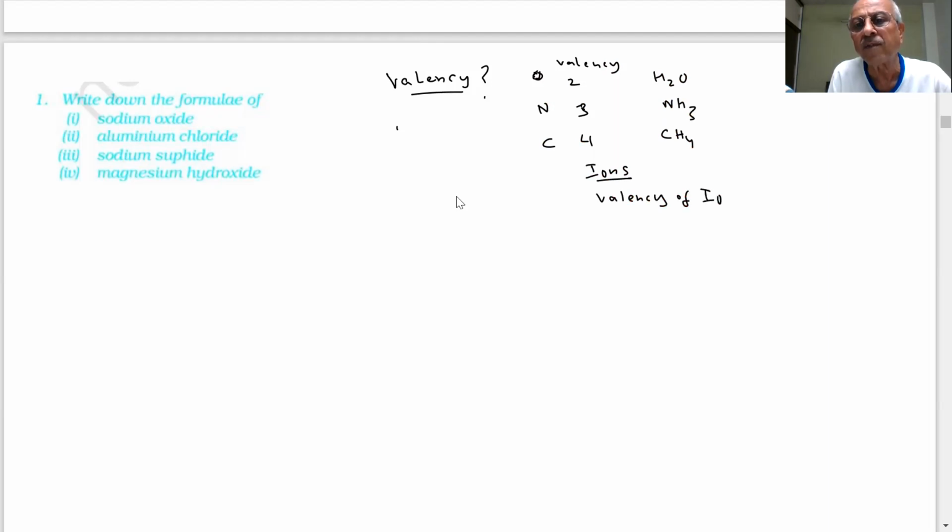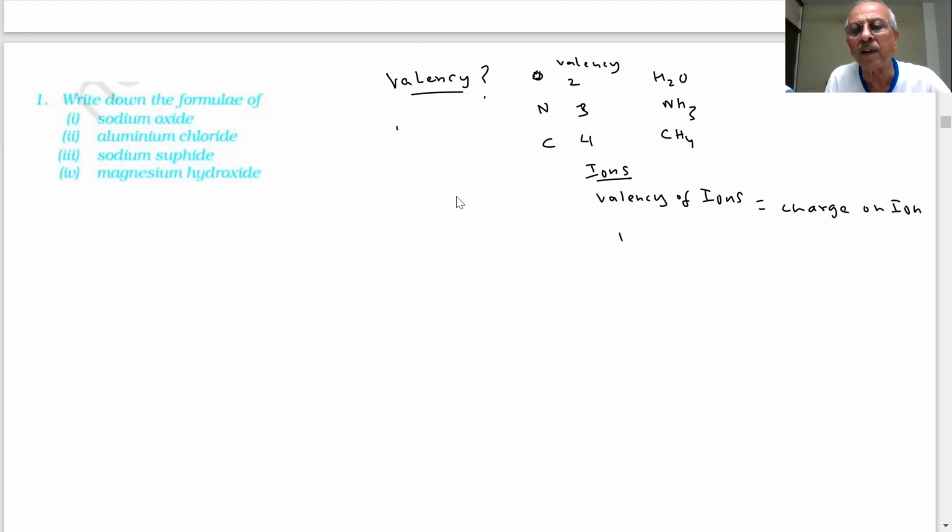All this is important when we write the formulas of compounds. What is the valency of the ions? How do we define the valency of the ions? If there is a charge on the ion, the valency of an ion is equal to the charge on the ion. Am I right? Be with me, students.